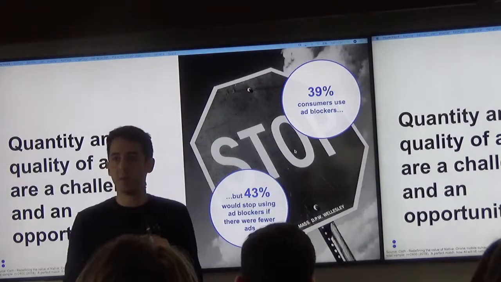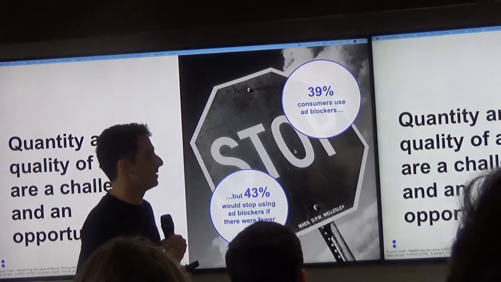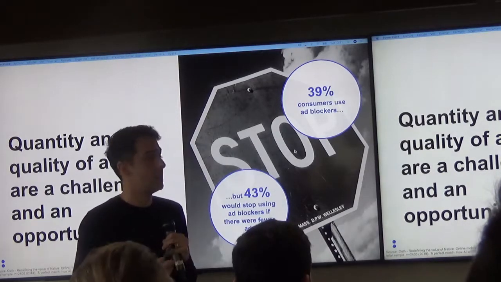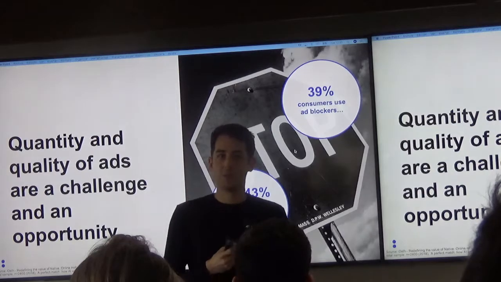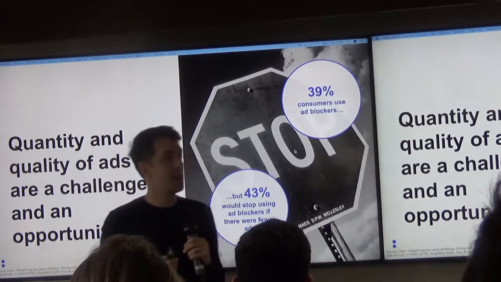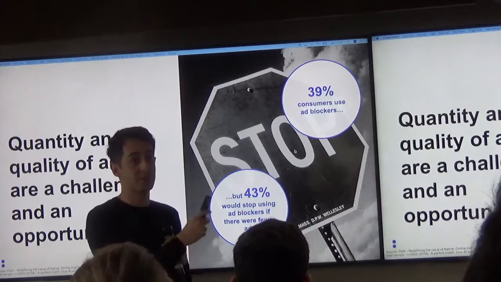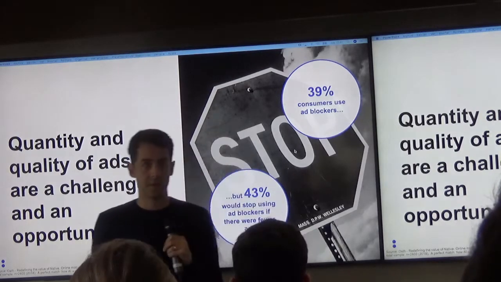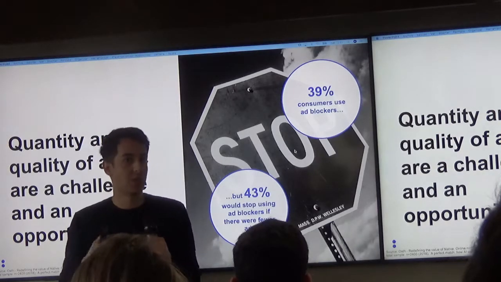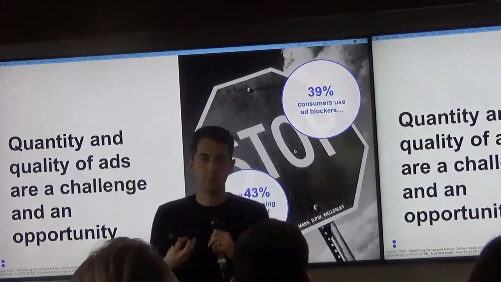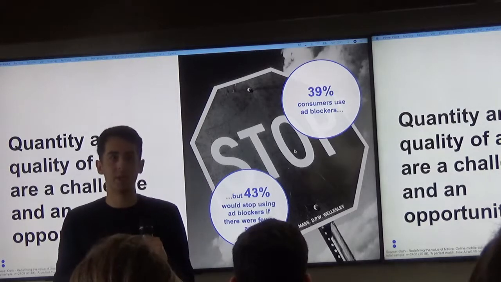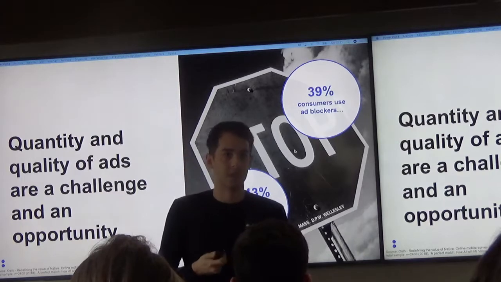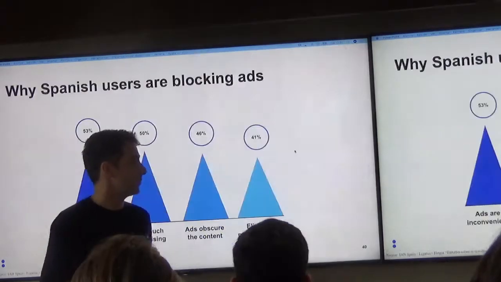One of the things that we know from our research is that users are telling us that the quantity and the quality of ads has possibly declined. So now we know that 39% of users are beginning to use ad blockers. However, the good news is that 43% of them say they will stop using the ad blocker if the advertising experience was better. So the question we have to start asking ourselves is, how can we build back that trust? How can we use advertising in a way that is incremental to the experience, is good for the user, and actually gives them some value?